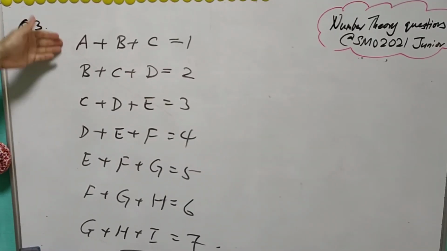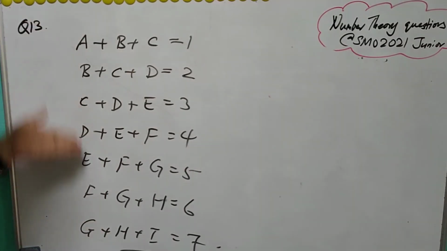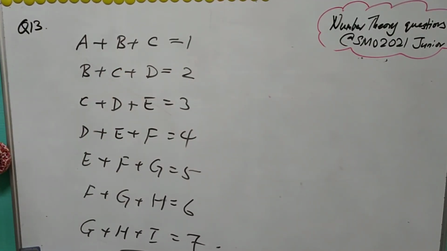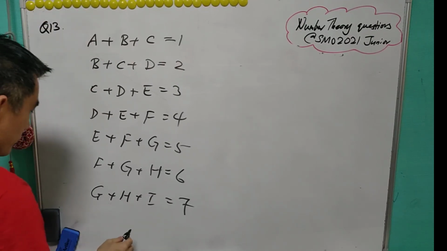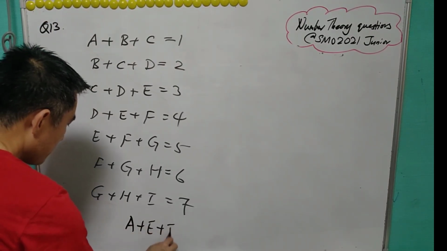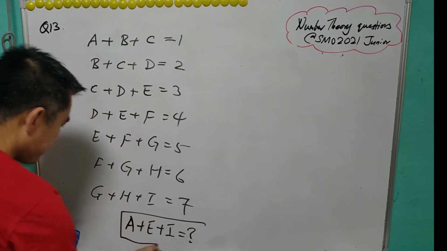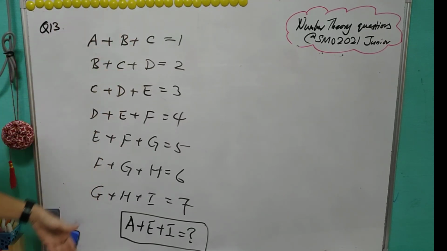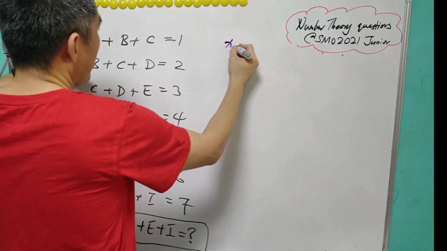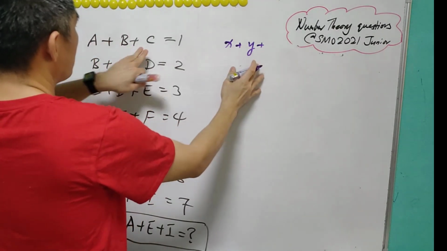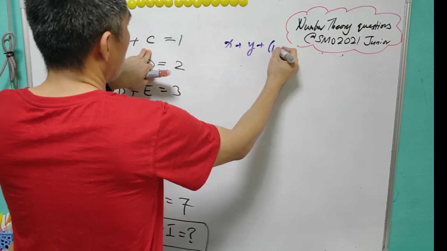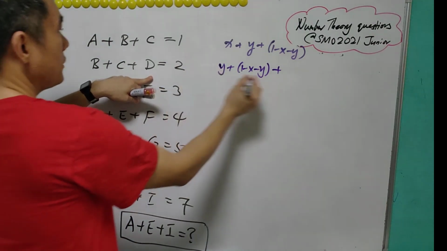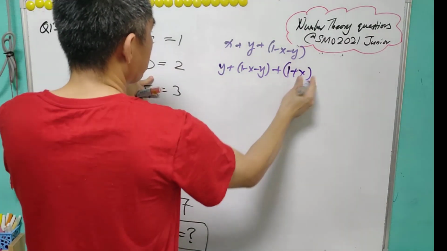For question 13, a to I are all numbers that satisfy all these 7 equations. Based on the condition, when we have the value of a, b, and c, then we can get the value for the rest. And from here, we want to find out what is the sum of a plus e plus I. If the value of a, b, c are known, then the rest of the value of d to I will be also known. Like a to be x and b to be y. So from here, c has to be equal to 1 minus x minus y. So b and c, in order to get a 2, it must be 1 plus x.